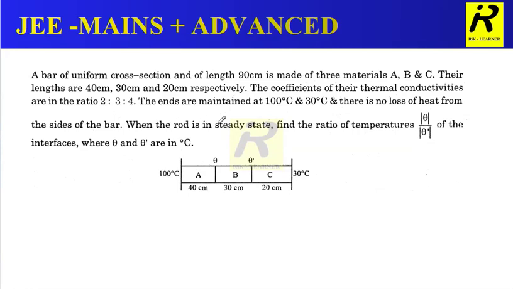When the rod is in steady state, find the ratio of temperatures theta by theta dash of the interfaces, where theta and theta dash are in degree Celsius.